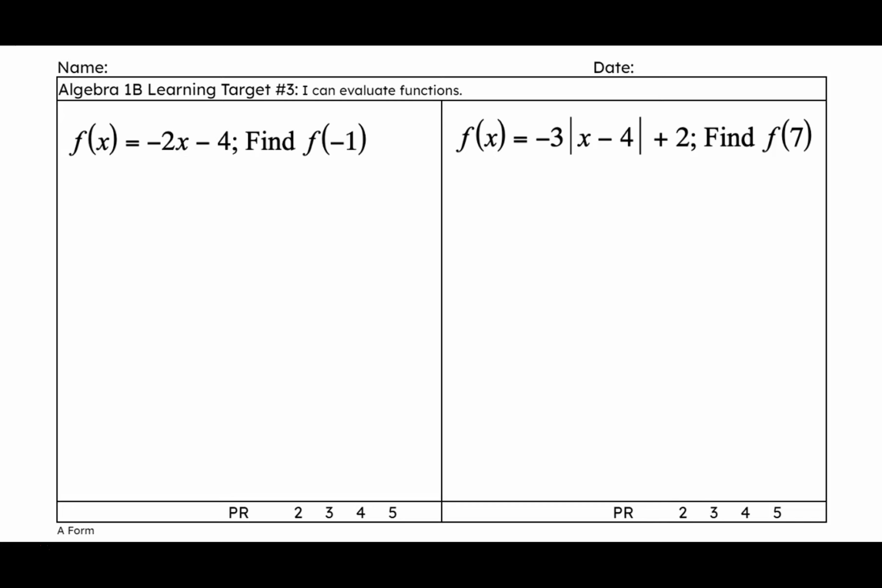This is Summer School, High School Credit Recovery, Algebra 1B, and Learning Target number 3, I Can Evaluate Functions.